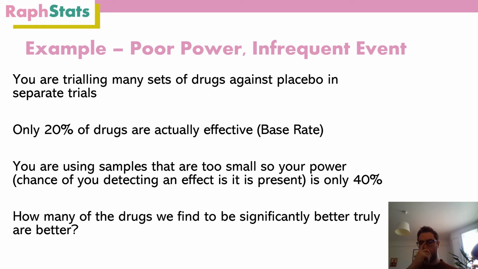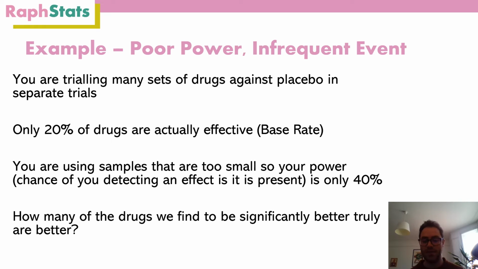So we're going to run through an example to think about how trustworthy the scientific results that come out are. In this scenario, there are many scientists trialing many sets of drugs against placebo. It's a scientific world, they're all doing these trials in parallel, separately. But only 20% of these drugs are actually effective, and that's our base rate. 20% of drugs out there in this hypothetical scenario are actually effective.